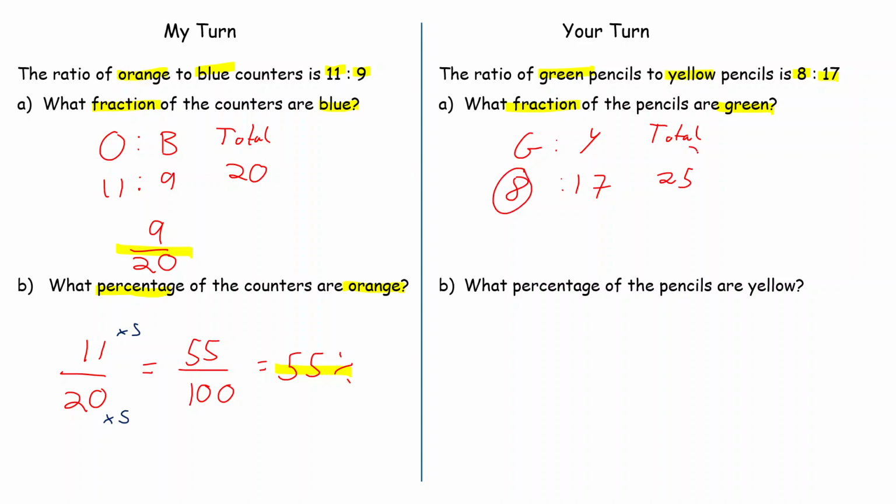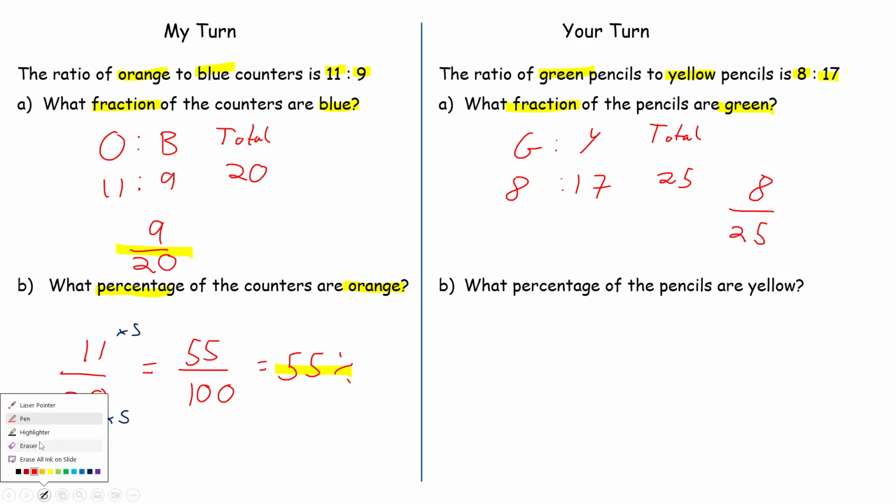You've got 8 out of a total of 25. So you've got 8 over 25 is simply your answer for this one. If I can write my 5 a bit more neatly, that will do. Perfect. There we go. Part B, what percentage of the pencils are yellow?